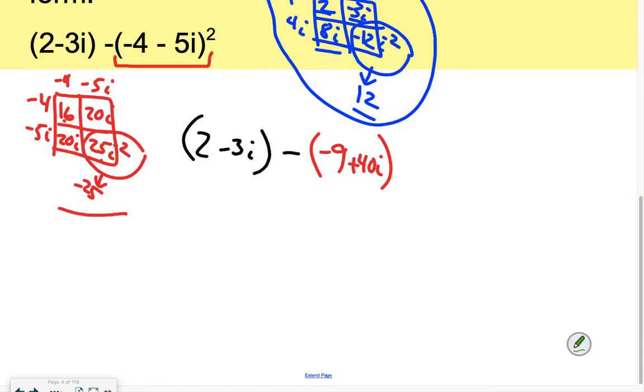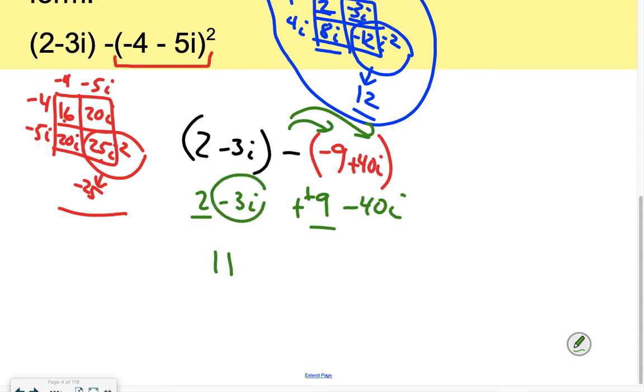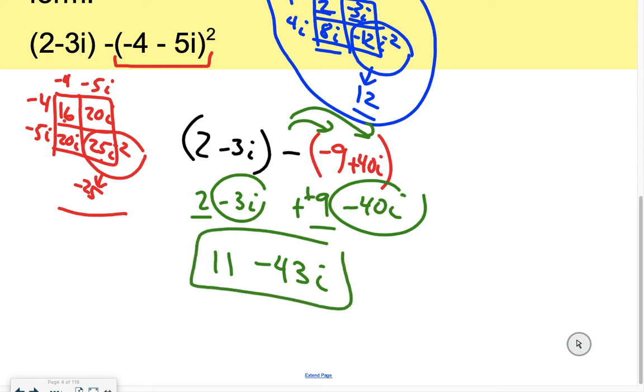And now I'm going to distribute the subtraction, so it's really minus a negative 9 minus a 40i. And I can combine the real parts. 2 minus negative 9 is 11, because we change that to plus a positive. Negative 3i minus 40i is negative 43i. So there's the complex number that represents the simplified version of that.